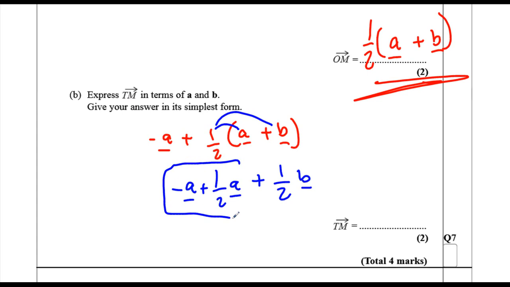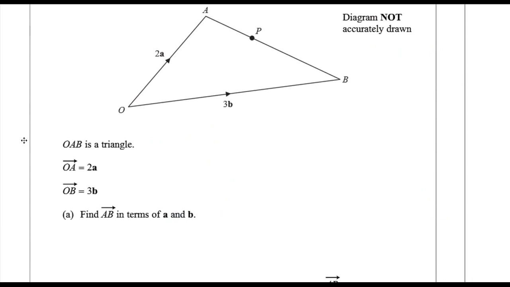Combine these together. Think of it the other way around if you want, but basically minus a plus a half, or a half minus a. Either way you do it, it's going to be minus a half a. We've still got that thing left, plus a half b. Okay, so that is your answer. 2 marks.